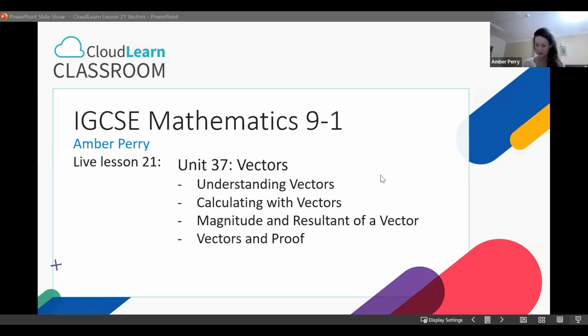So we are on to vectors, unit 37 on the CloudPort vectors, okay? So today we're going to have an overview of the whole of the vectors module, understanding what they are and what they do, how to calculate with vectors, calculating the magnitude of a vector and finding the resultant of a vector, and then using them in geometrical proof, okay? So quite a lot to get through and quite a lot of ideas, but do feel free to stop me as we go through today and just ask any questions if you would like to.